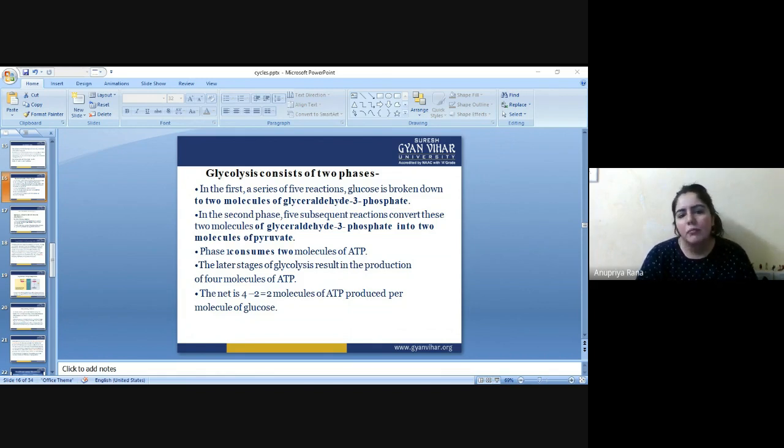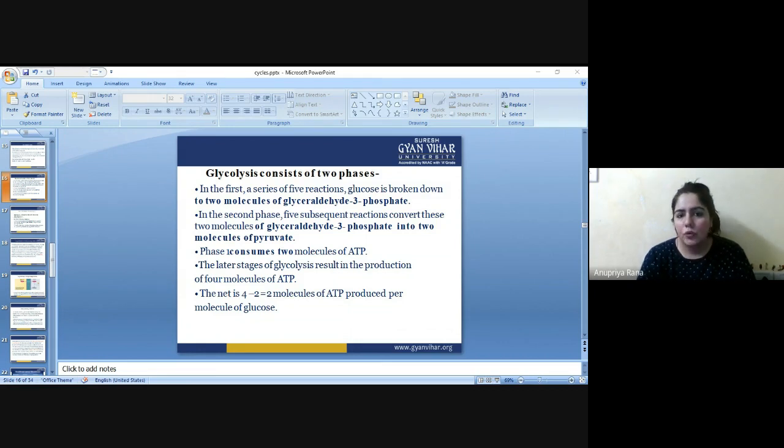This is a broad one, but not as complex, because if we compare it to the pentose phosphate pathway, the numbers are more, but the complexity is less. So here you can see that in the first series of five reactions, glucose is broken down into two molecules.